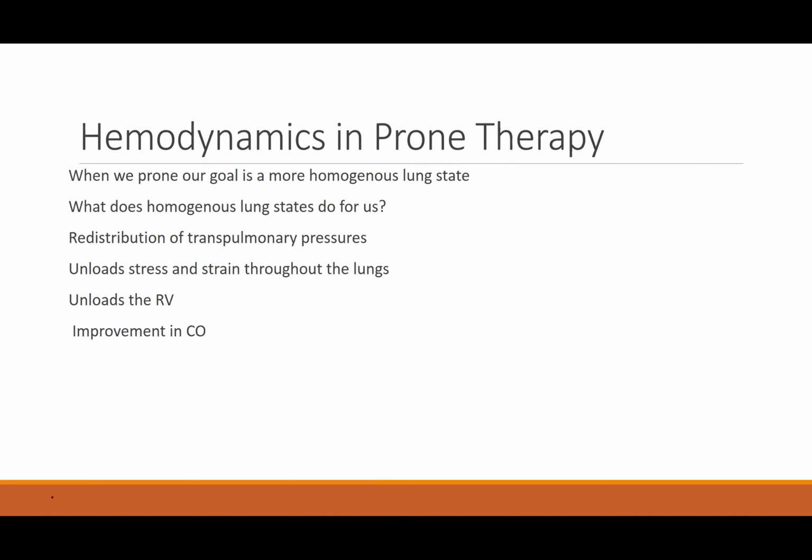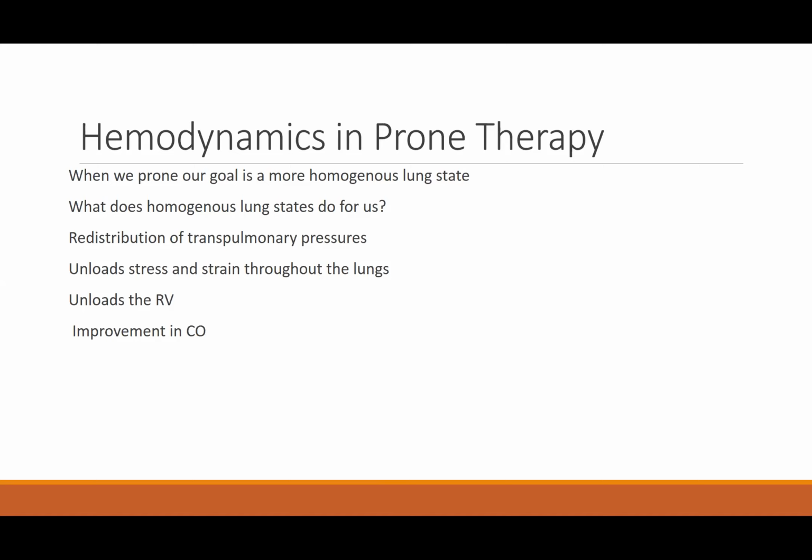Okay, so quick review on a couple of things. When we prone, our goal is a more homogeneous lung state. I hope if you take one thing away from this lecture, you take away that a homogeneous lung state is easier to ventilate. When we get a homogeneous lung state, and we prone, we are going to get a redistribution of our pulmonary pressures, right? So when we prone, we're going to get more negative pleural pressures, which will, as we redistribute some of that, really unload the stress and the strain that's happening throughout the lungs.